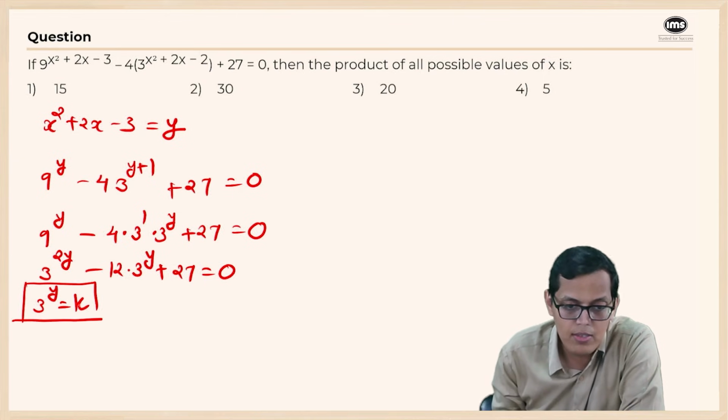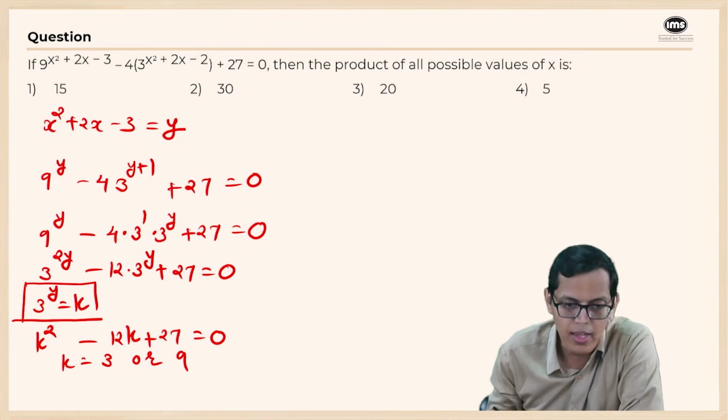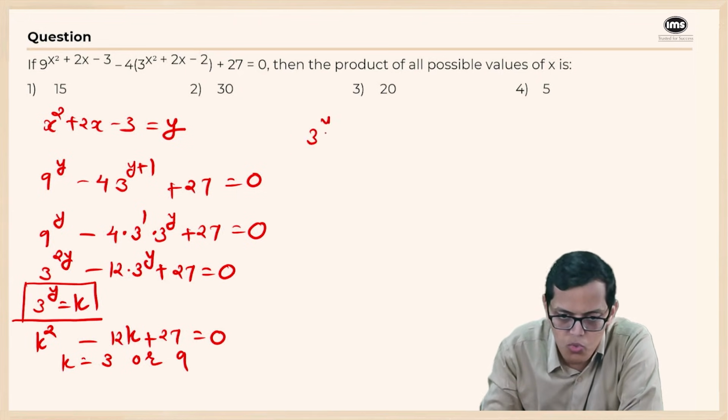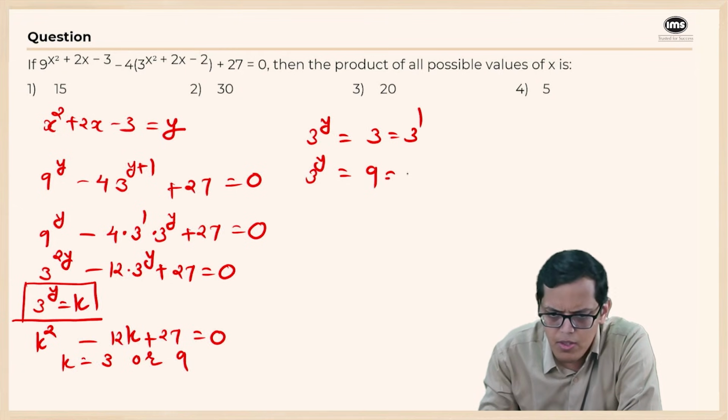With that, I can rewrite the given equation as a normal quadratic, k square minus 12k plus 27 is equal to 0. With that, k will be either 3 or 9. Let's put the value of k back. K was anyway 3 raised to y. So 3 raised to y is equal to 3 or 3 raised to y is equal to 9. Better we write them as 3's powers. So this gives us y is equal to either 1 or y is equal to 2.